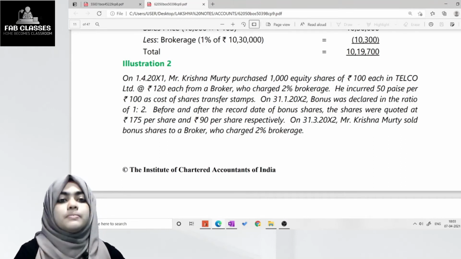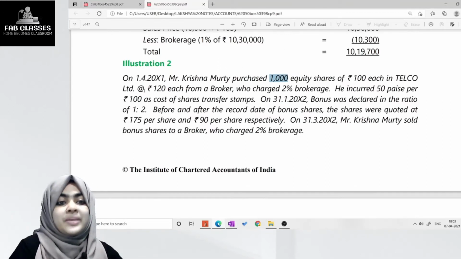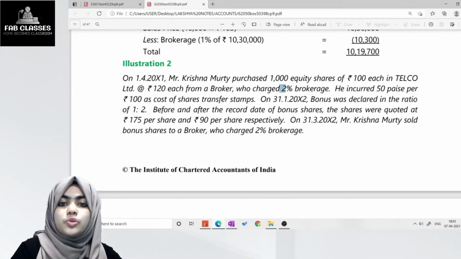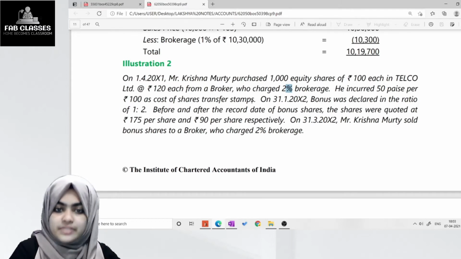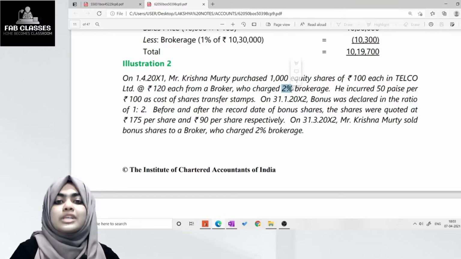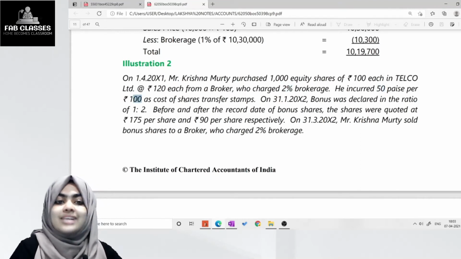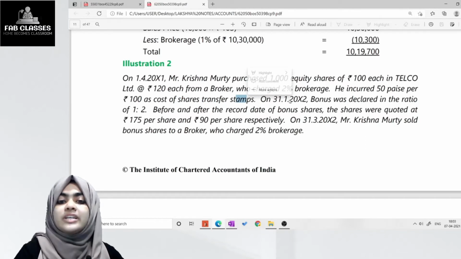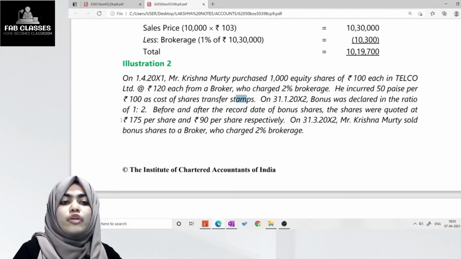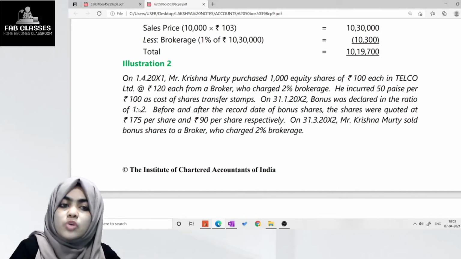On 1/4/2011, Mr. Krishnamurthy purchased 1000 equity shares of rupees 100 each in Telco Limited at 120 each from a broker who charged 2% brokerage. He incurred 50 paise per rupees 100 as cost of shares transfer stamps. So the cost of shares will include this purchase price 120 and the broker charge, purchase related expense 2%, and also another purchase related expense which is 50 paise per rupees 100 as cost of shares transfer stamps. And on 31/1/2012, bonus was declared in the ratio of 1:2. So 1:2 in the sense 1 share for every 2 shares held. That is, for every 2 shares he has got a bonus of 1 share.